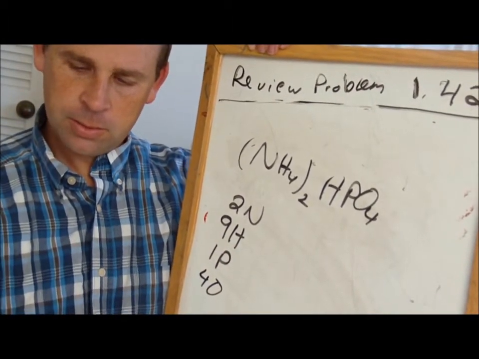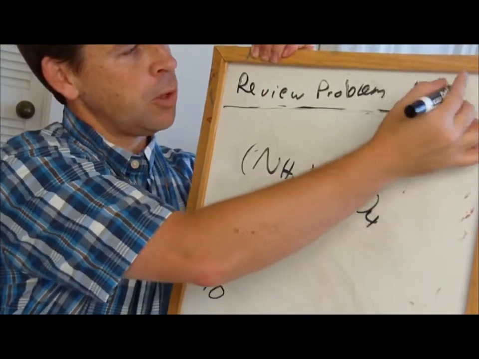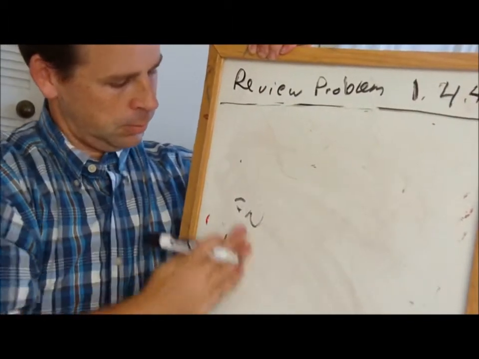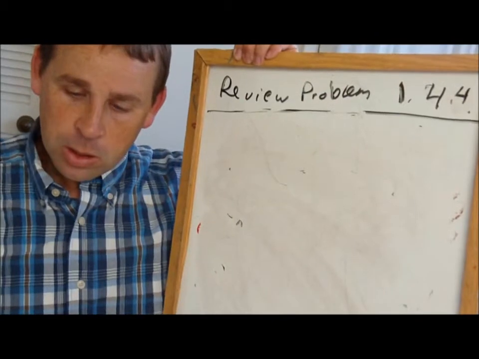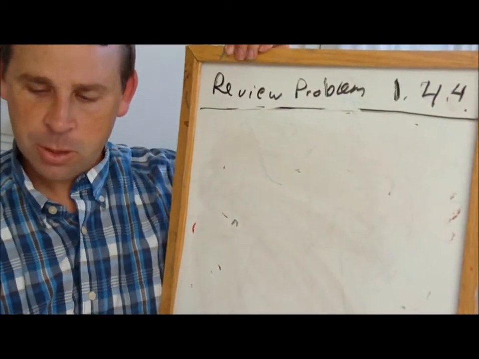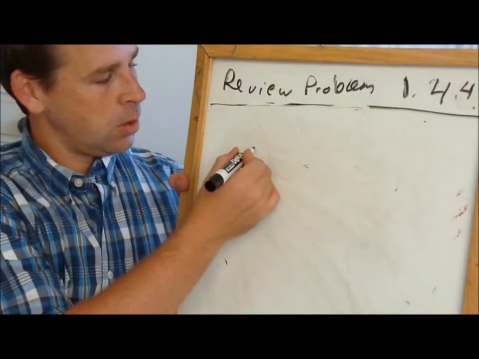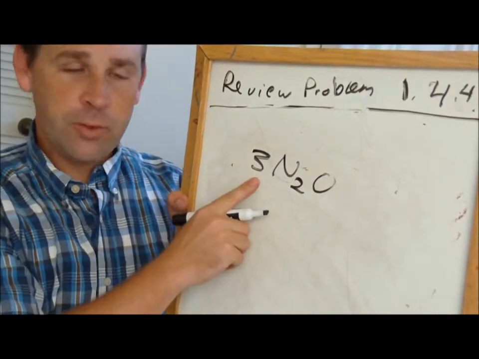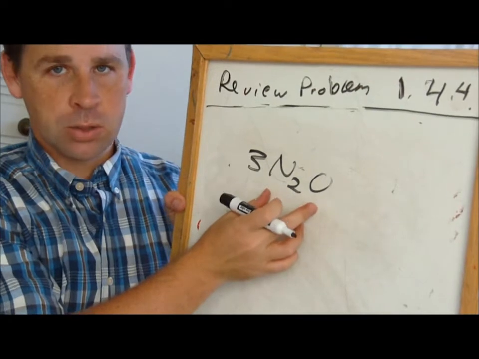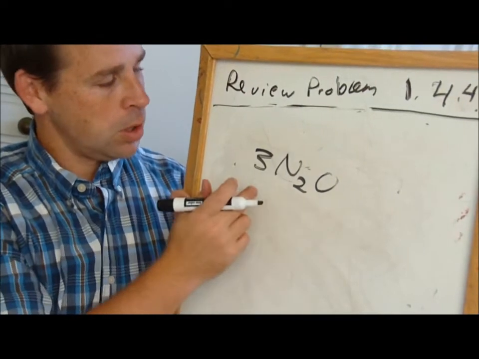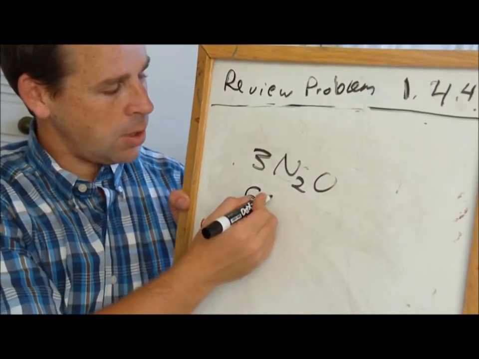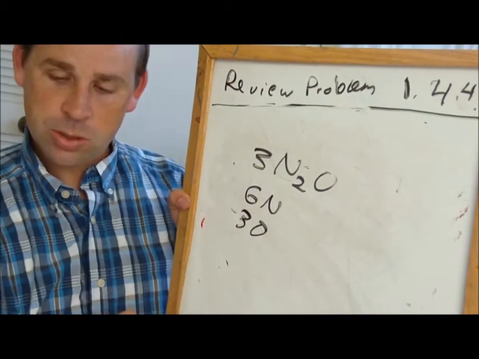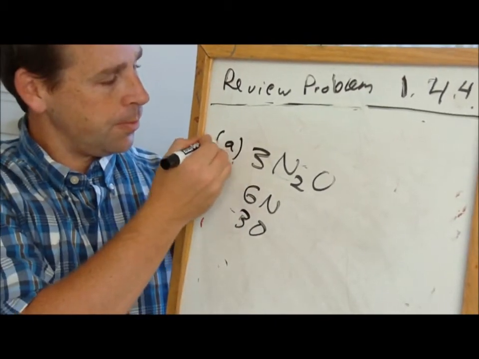All right, that leads us to number 144. Number 144, how many atoms of each element are present in each of the following expressions? 3N2O. Now when there's coefficients in front, that means there's 3 of these things, 3 N2Os. So that means there's 6 nitrogens and 3 oxygens. All right, that's part A there.